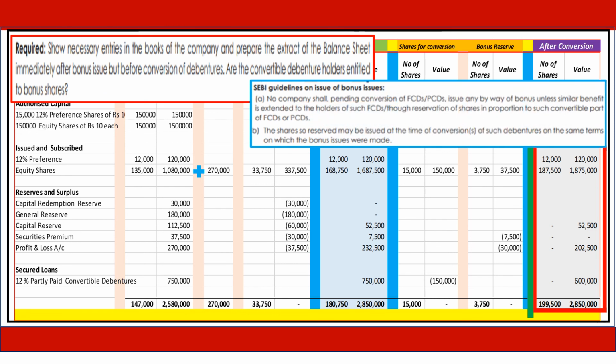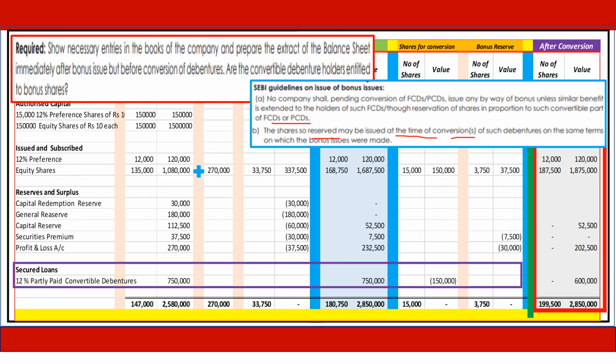But to repeat, SEBI guidelines say no company shall, pending conversion of FCDs and PCDs, issue any bonus unless similar benefit is extended to the holders of such FCDs and PCDs in proportion to such convertible debentures. And it also says the shares so reserved may be issued at the time of conversion of such debentures on the same terms on which bonus issues were made. Therefore, we should wait till their due date of conversion, then release the reserved bonus shares, and it takes care of their interest. And this is what we have done.